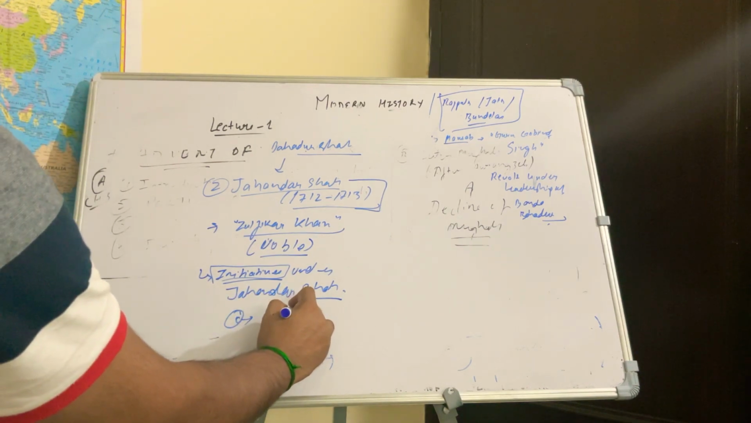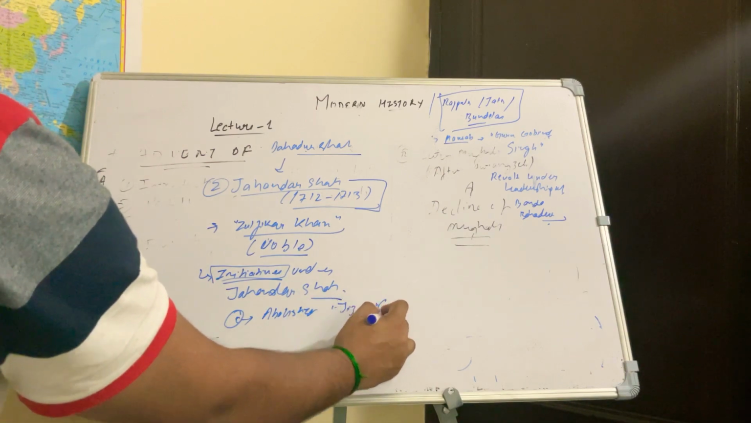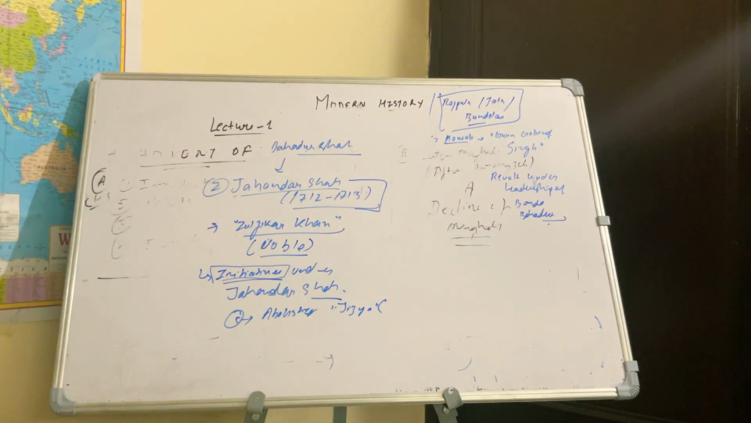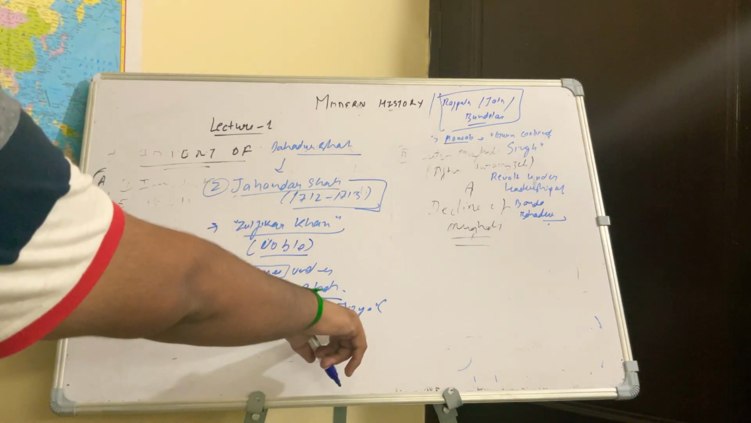Abolished jizya. Now what is the meaning of jizya? It is a type of security tax or poll tax which was given to the king or the emperor to practice his or her religion. We're going to discuss more about this in ancient and medieval history.